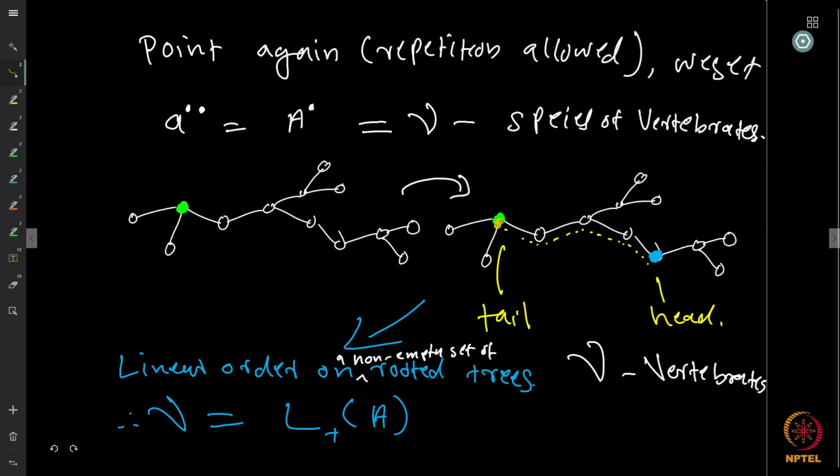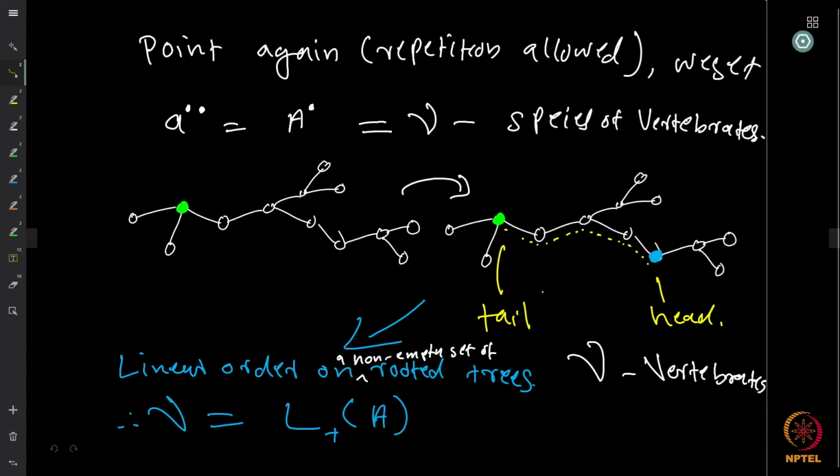The first you pointed to is called the tail, and the second is called the head. Of course, these can be the same because we allow repetition. In that case it has the same tail and head, and it is called a degenerate vertebrate. Otherwise, it is a non-degenerate vertebrate. It doesn't matter; we will look at all possible vertebrates. The first pointing gives you the tail, and the second pointing gives you the head.